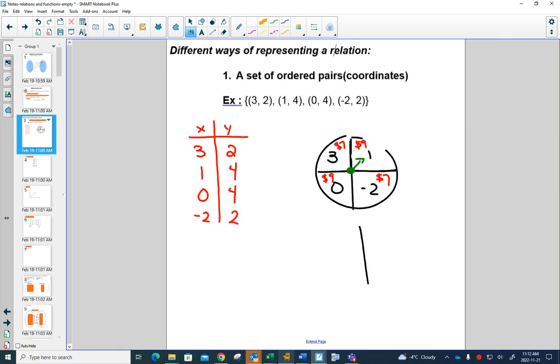Could we do this as a graph? Well, if I had a graph, 1, 2, 3, 4, 1, 2, 3, 4, 1, 2, 3, 4, 1, 2, 3, 4, I could plot 3, 2 as the following point. This is where 3, 2 would be. Where is 1, 4? Right up there. 0, 4, right there. And negative 2, 2, right there. So the graph for this one would just be 4 single points. Could I draw the arrow diagram for this one?